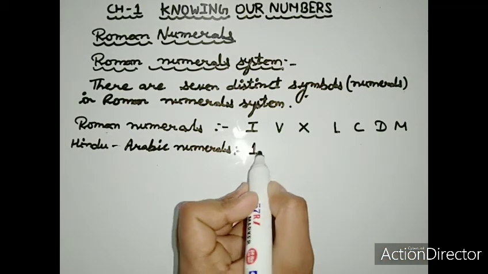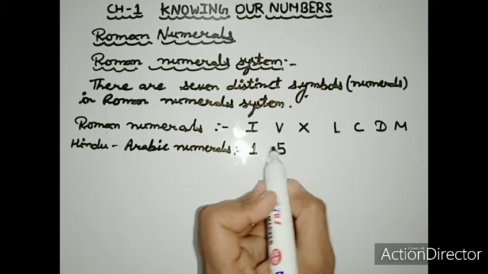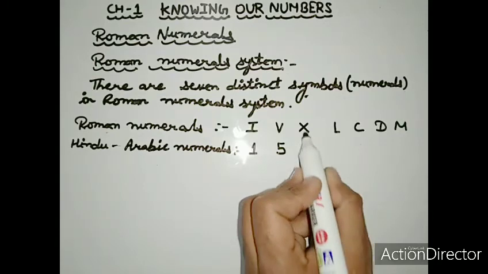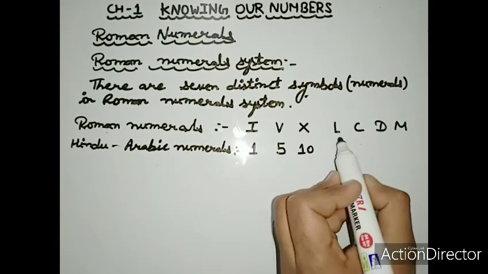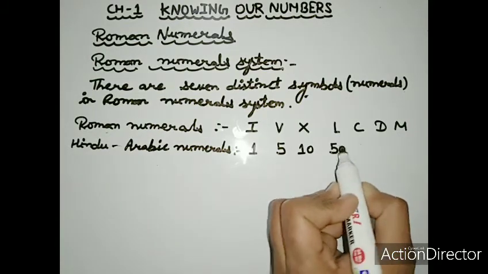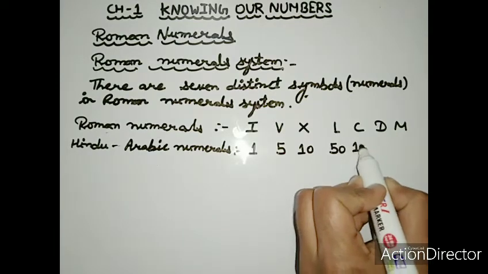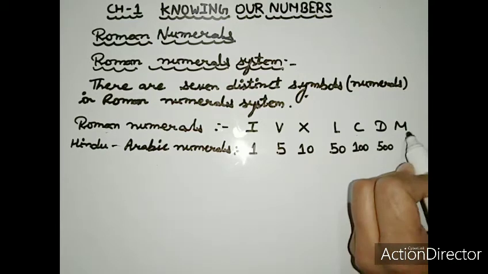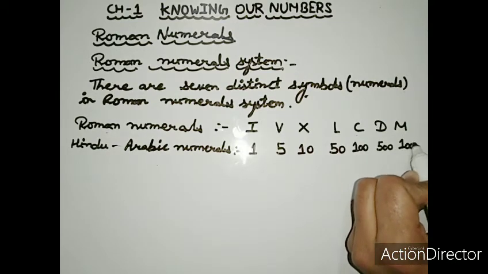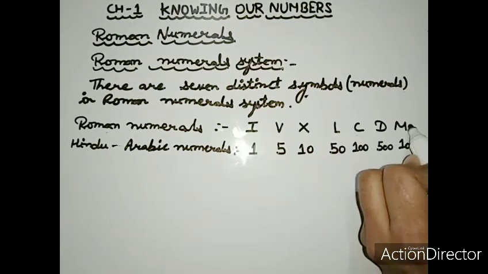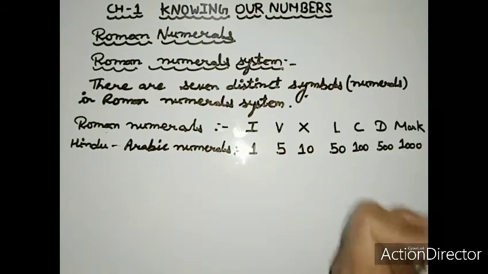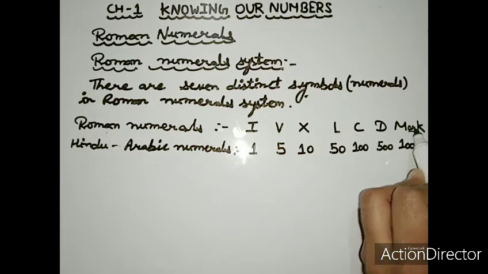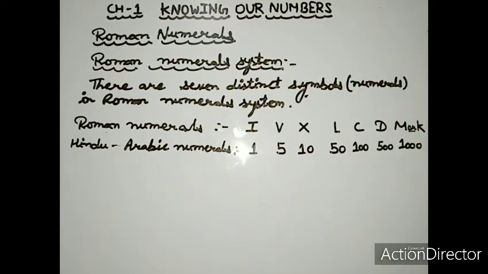I means 1, V means 5, X means 10, L means 50, C means 100, D means 500, and M means 1000. And we also write M or K.